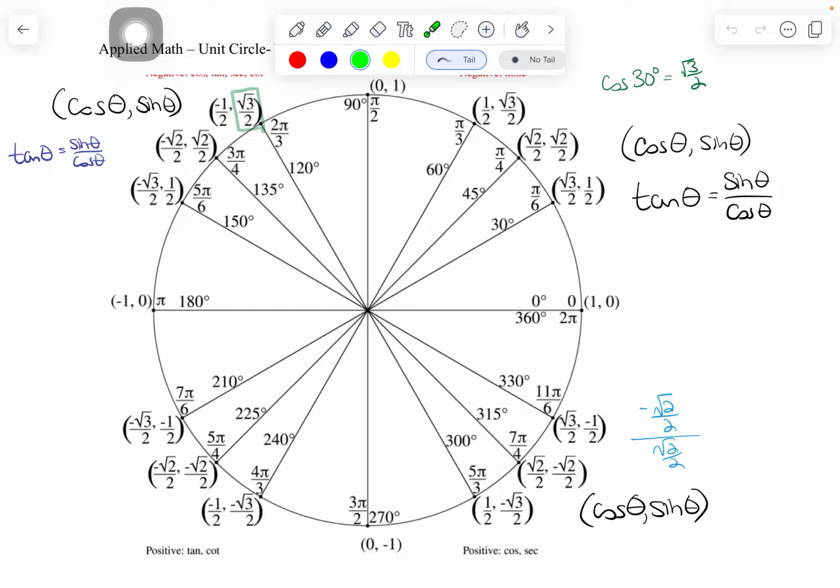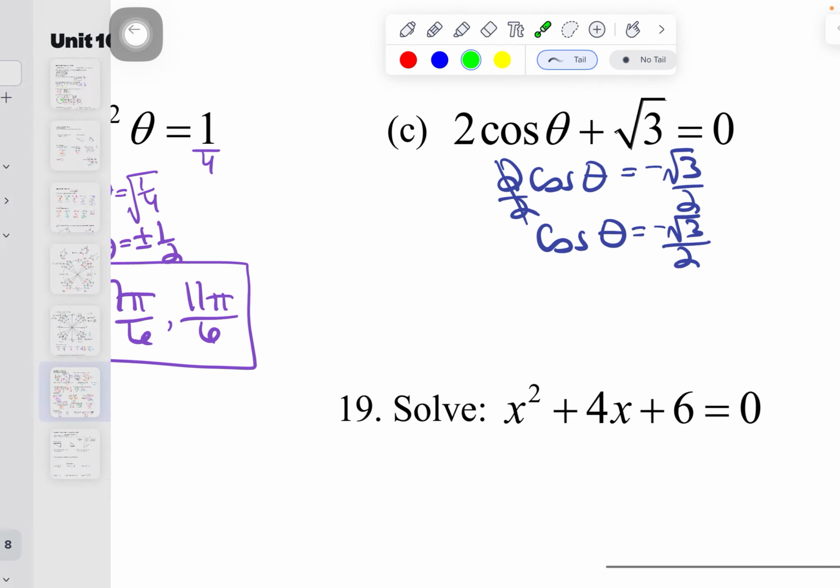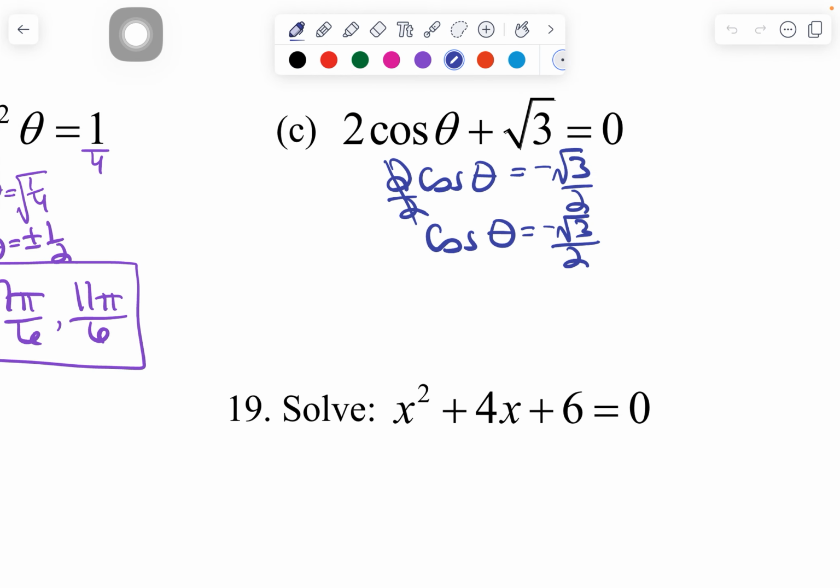So cosine are my x values. These are all positive. Here's a negative root 3 over 2 right here. That's 5 pi over 6. And then here's another negative root 3 over 2 for 7 pi over 6. That one's positive. So I want 5 pi over 6 and 7 pi over 6. Back to our exam. In this case, theta is going to equal 5 pi over 6 and 7 pi over 6.